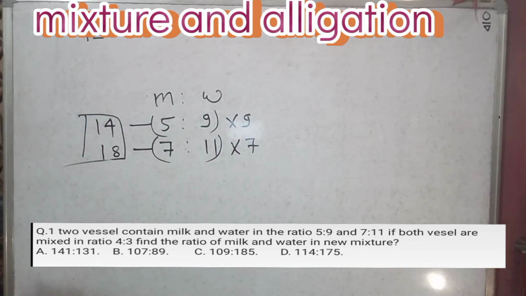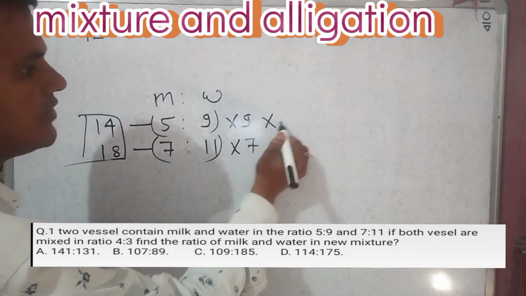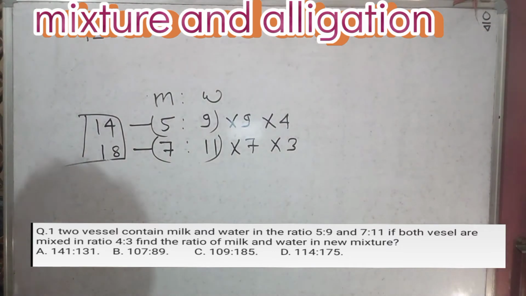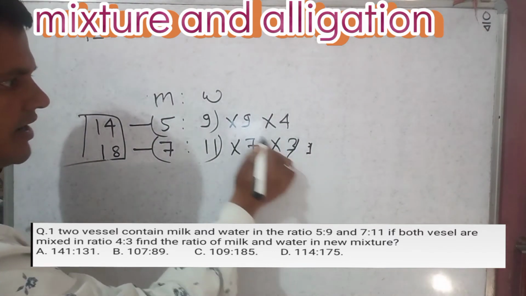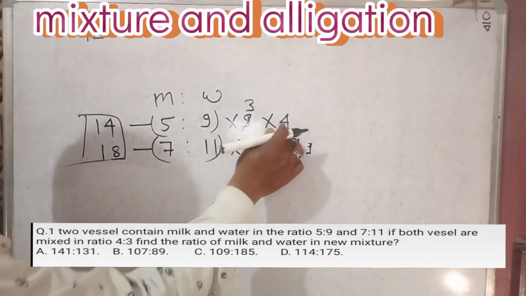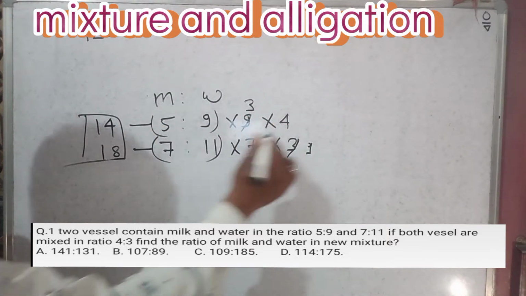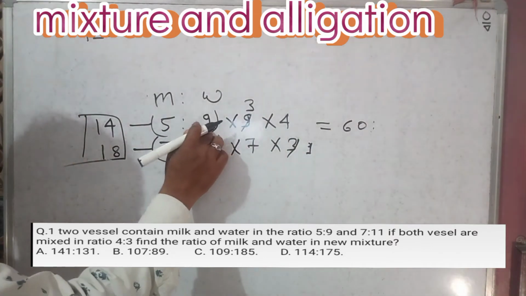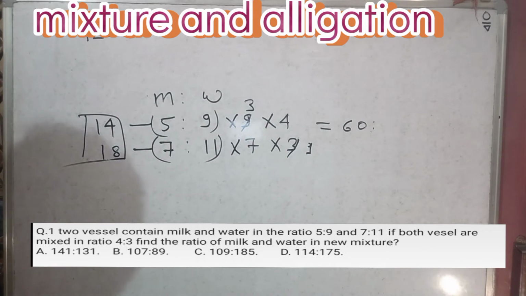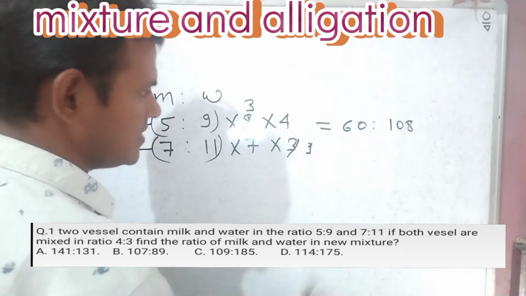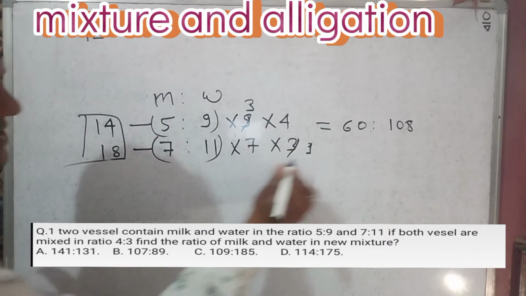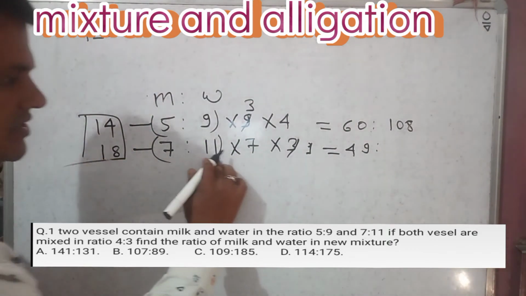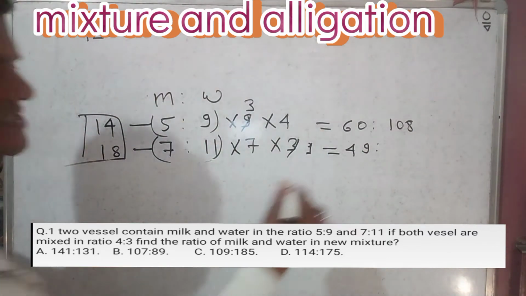And both are mixed in 4:3, so multiply with 4 and 3. So 3 1s are 3 and 3 3s are 9. 4 3s are 12. 12 5s are 60. 12 9s are 108. 7 7s are 49. 7 11s are 77.